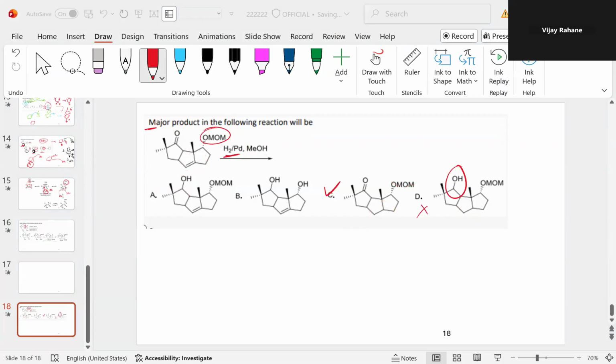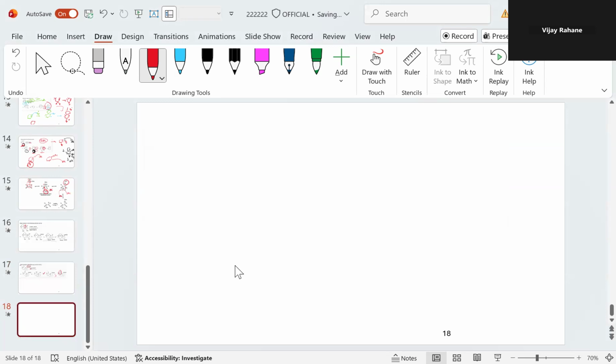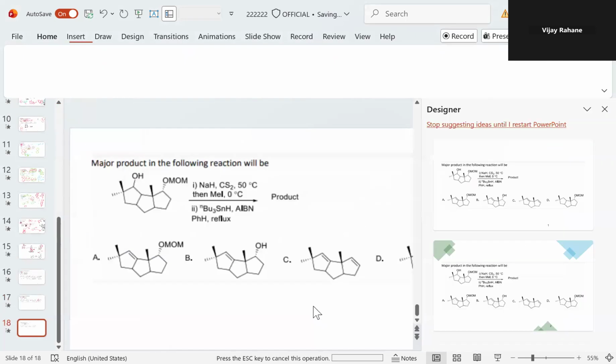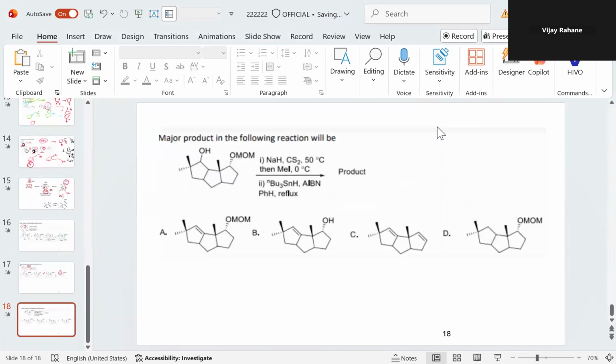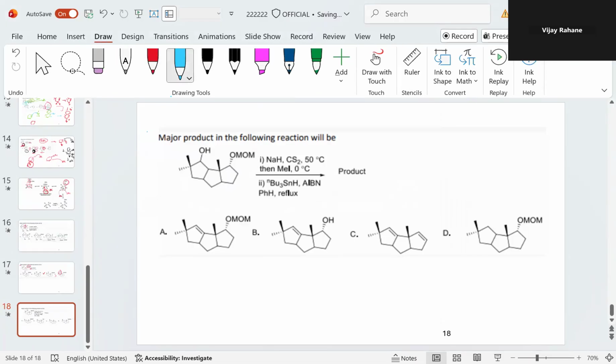Okay, the next question. This is another question, which involves the elimination reaction, I think. We have the starting material with this hydroxide here, MOM here, and we have added sodium hydride plus CS2 and then methyl iodide. So where does the reaction occur?